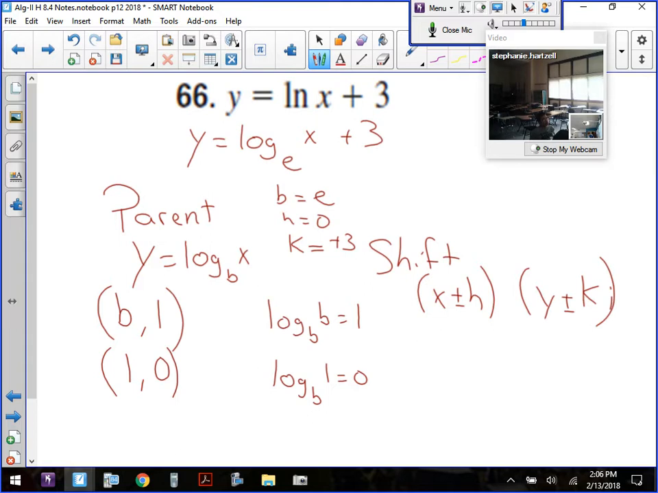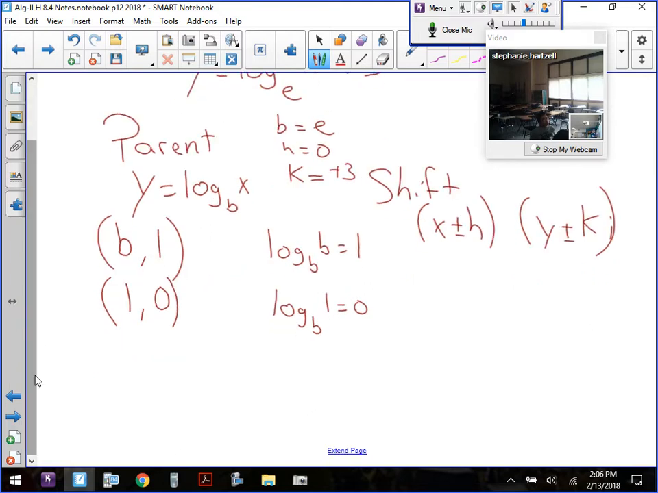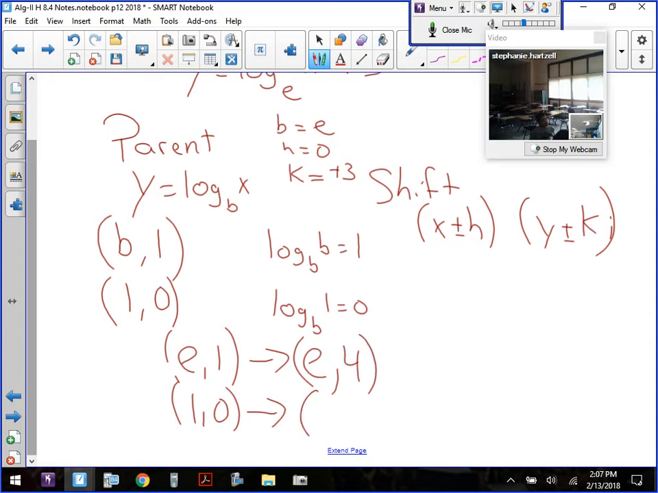So your ordered pairs then become E and 1, 1 and 0. The shifted ordered pairs would be, well, there's no left or right, so I don't have to change the x, so it's going to be E. And then I have to move it up 3. And those would be your ordered pairs at the bottom. That's it.